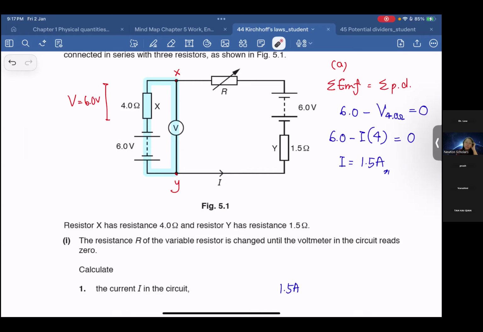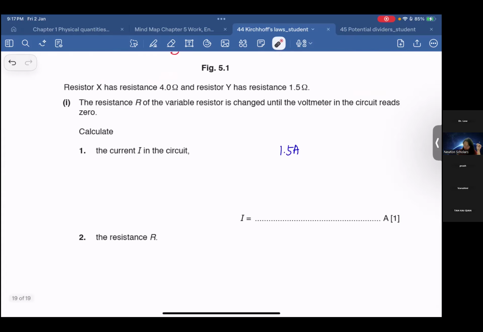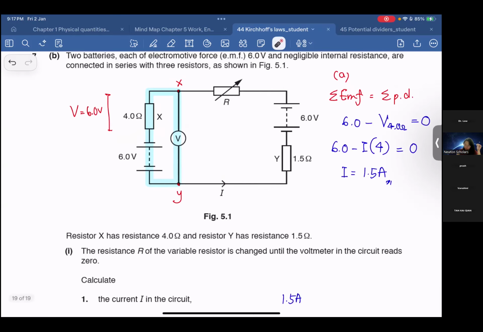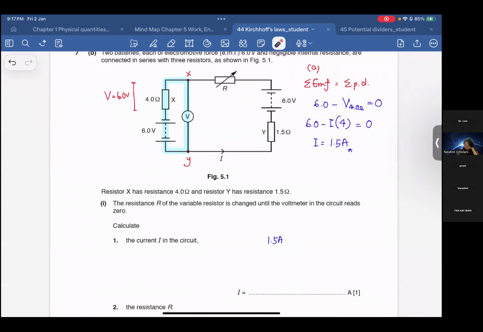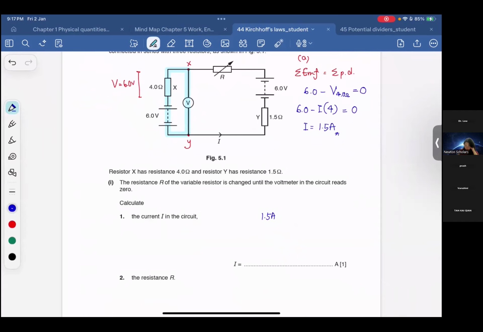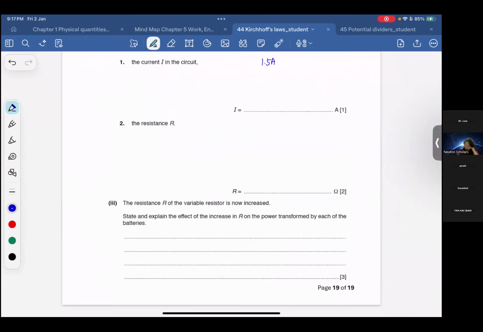Is that clear? Okay, Vashini okay. Kaichen, Prasan, okay, good job. What is your resistance R? Can you try? You think about the whole circuit right now. So maybe I can redraw. You do it and try it.